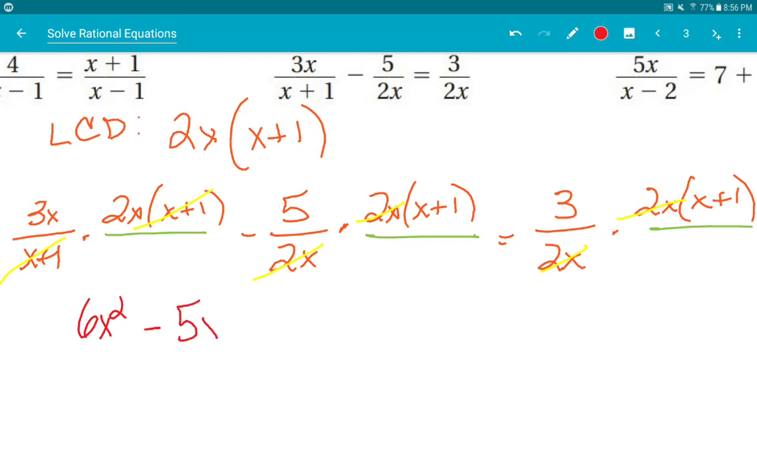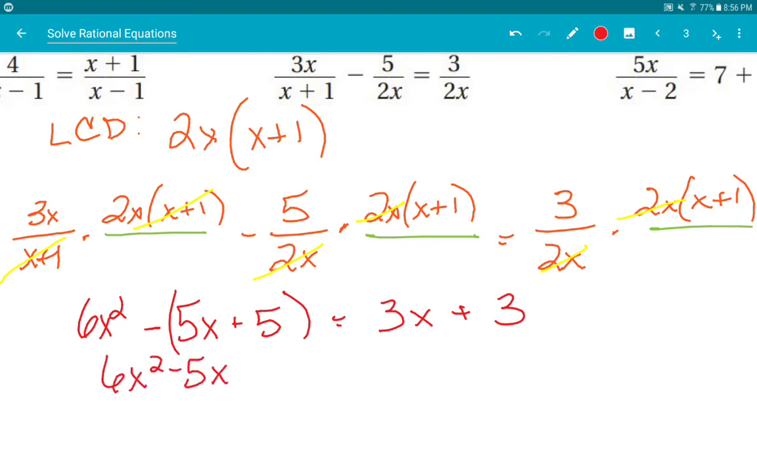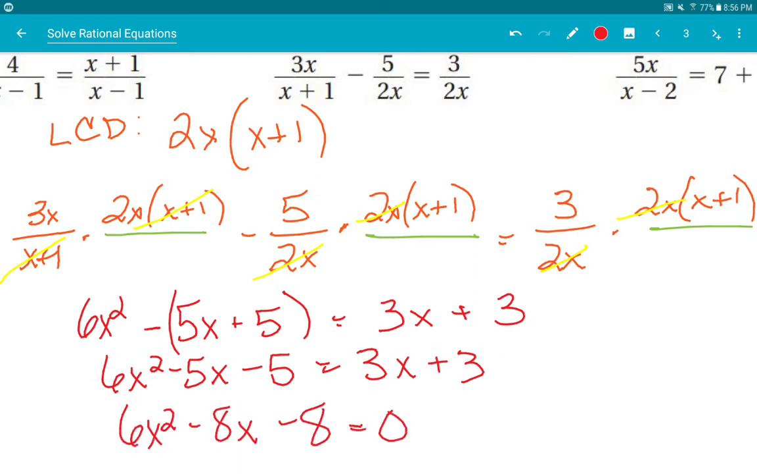You're going to have a 5x, and you're going to have plus 5 equals 3x plus 3. So 6x squared minus 5x minus 5 equals 3x plus 3. It's a quadratic. We have to get everything over to one side. So that's going to give me 6x squared minus 8x minus 8 equals 0.